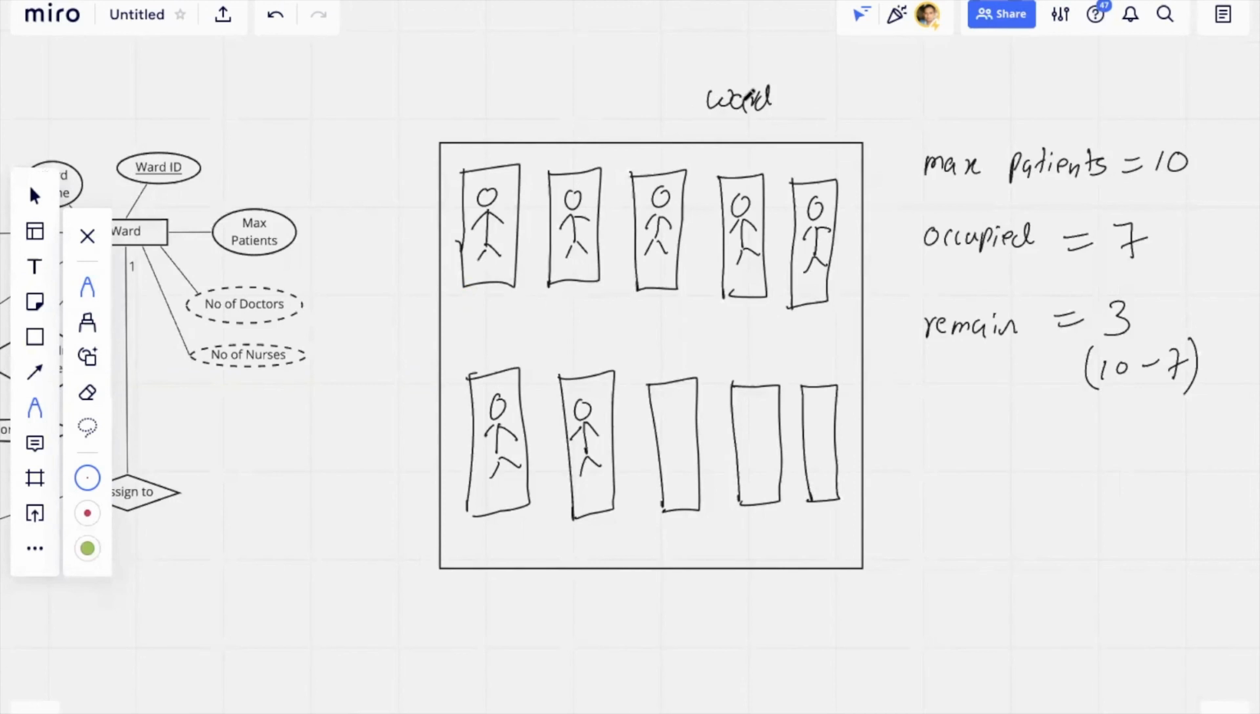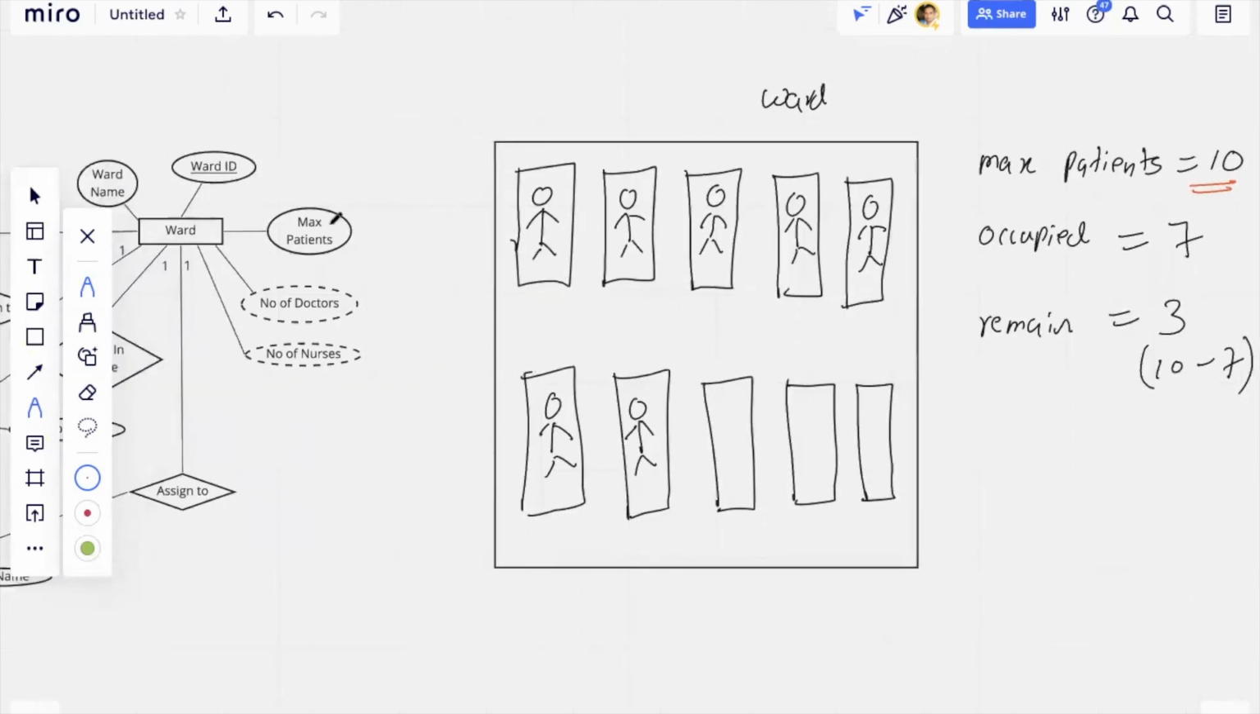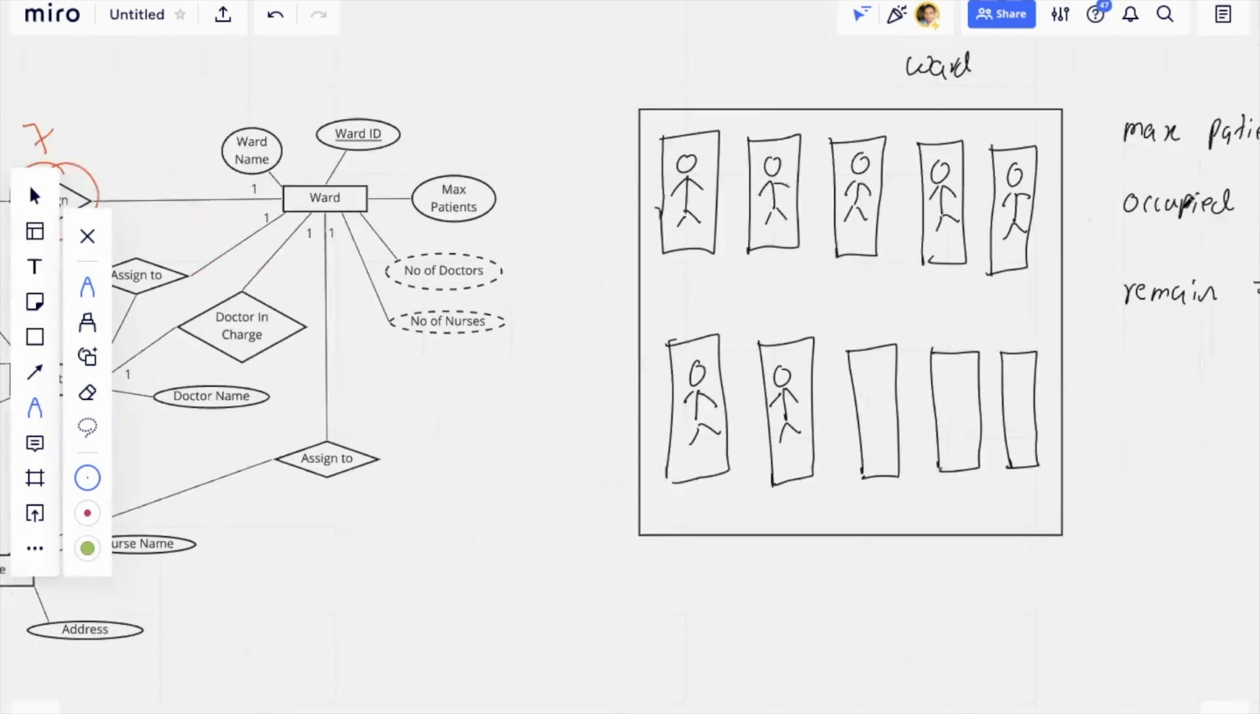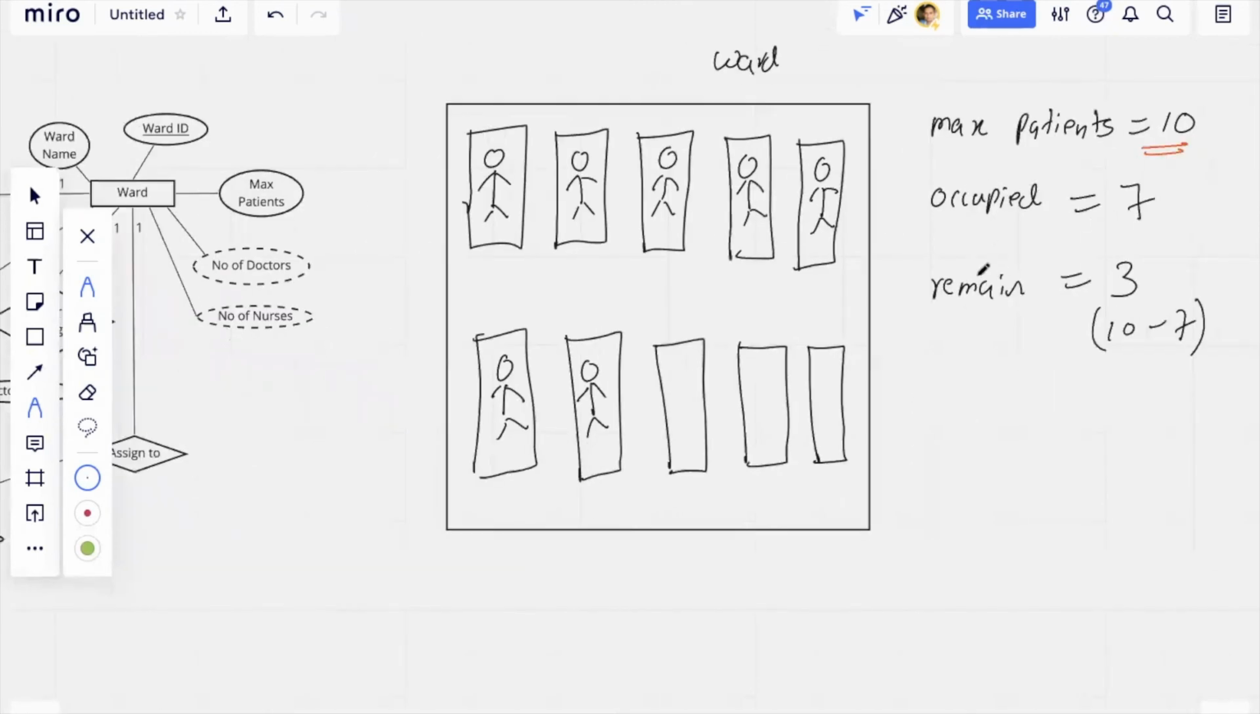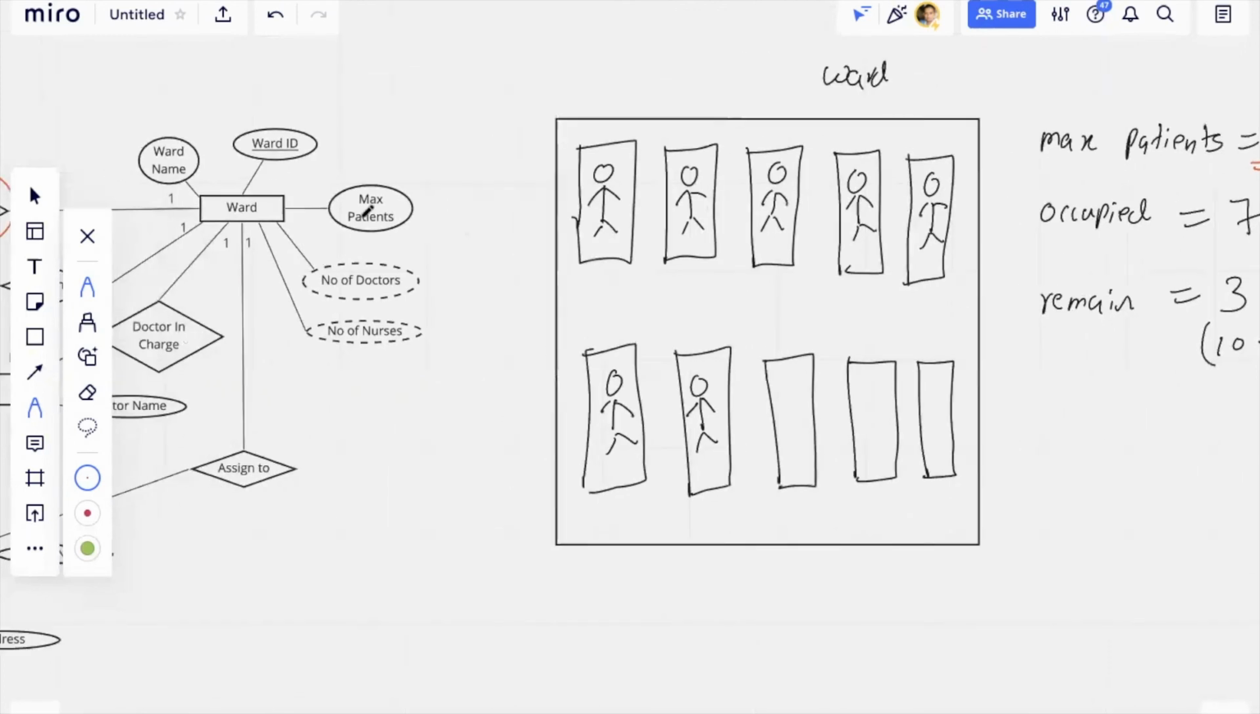Assume that a cardiology ward has a maximum of 10 patients. At oncology, 50 patients. And there is another ward with 30 maximum patients. Likewise, it can vary. Therefore, you have to save this information, because you cannot calculate it from anywhere else. But the occupied count can be calculated. Okay, assume that you need to save the occupied and the remaining also, as information in the ward.